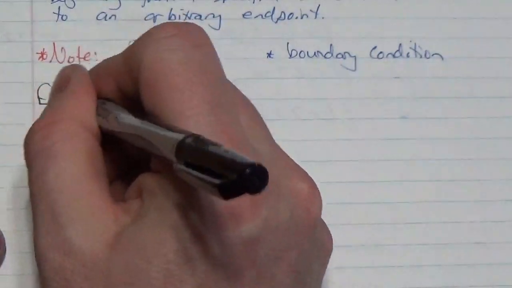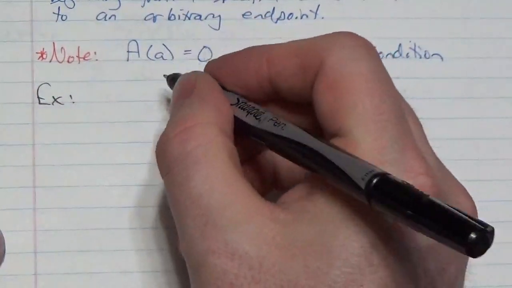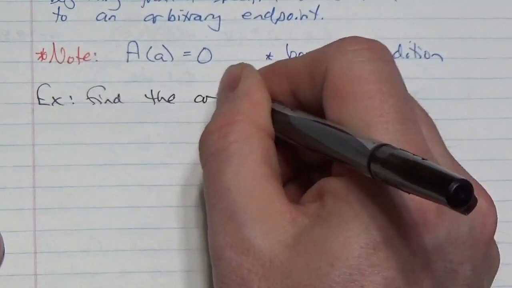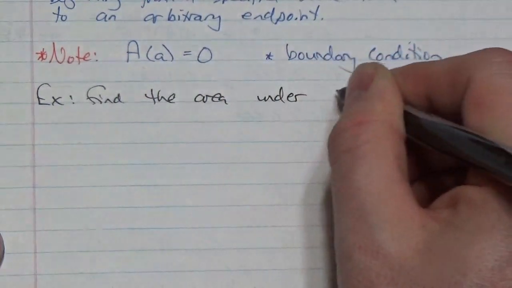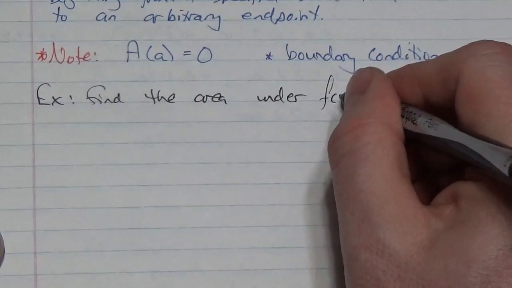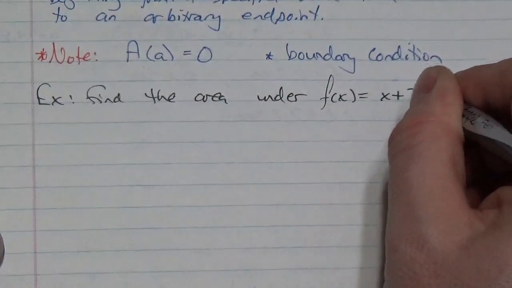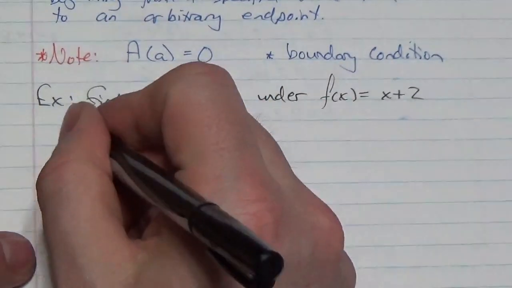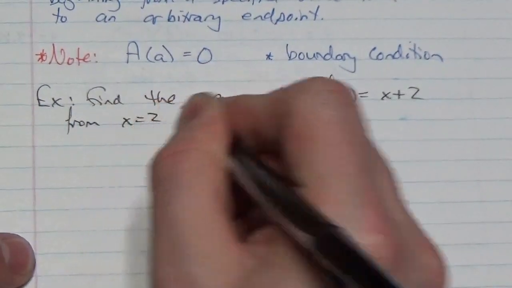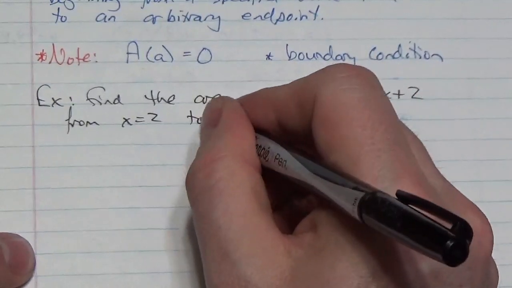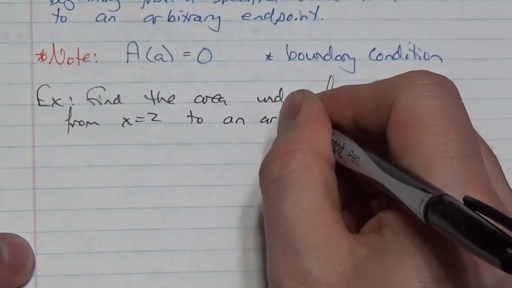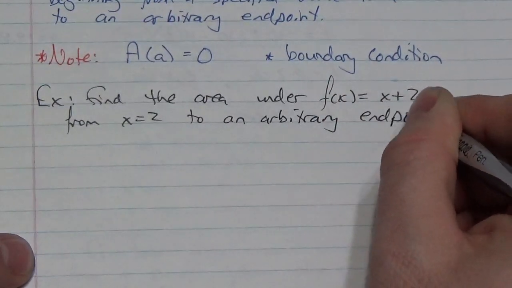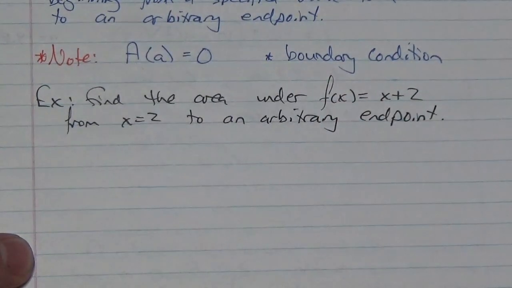So for example, what I want to do is find the area under, let's just make it a simple one, f of x is equal to x plus 2, from x equals 2 to some arbitrary endpoint.